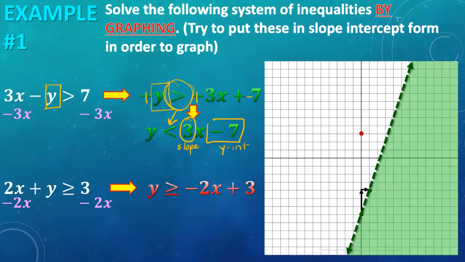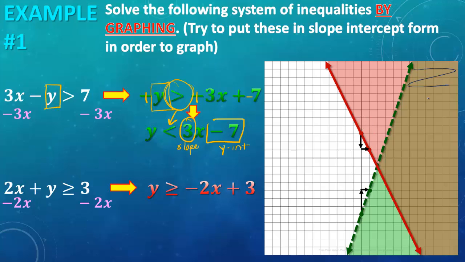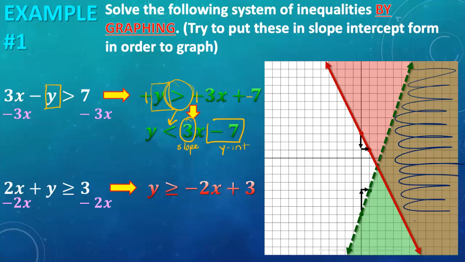So we start up 3 and then we go down 2 and right 1. There's our other point, and it's a solid line. And because y is greater than, we are going to shade up above the line. Okay, now the solution would be any point in this area where the two overlap.